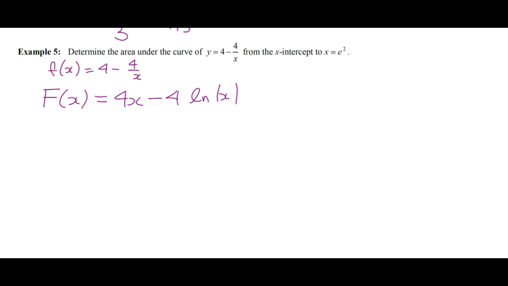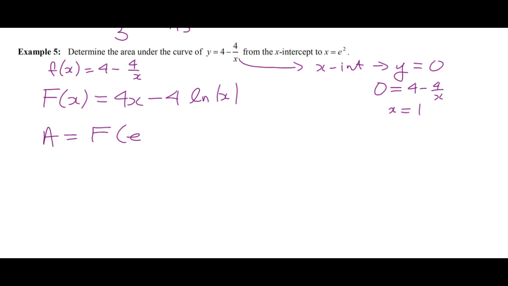All right, now, so our area goes from the x-intercept. Oh, okay, so we need the x-intercept. X-intercept means that y is 0. 0 is 4 minus 4 over x, so x by inspection is 1, right? 4 minus what gives me 0? Well, 4 minus 4, and 4 exactly. So we need from 1 to e squared. E squared is bigger. So our area is f of e squared minus f of 1.